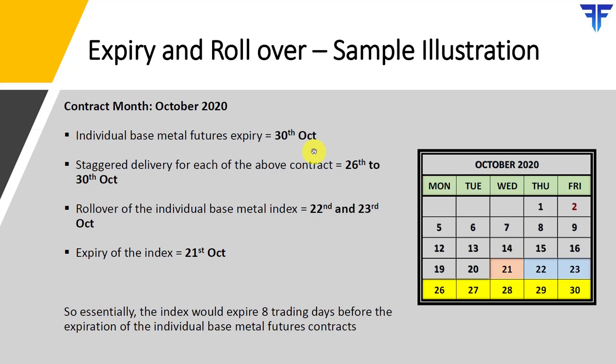The staggered delivery lasts 5 sessions and begins 5 sessions prior to expiry. In other words, the staggered delivery period lasts from 26th October to 30th October. The rollover period lasts 2 sessions and begins 2 sessions prior to the start of the staggered delivery period. In other words, the rollover period lasts from 22nd October to 23rd October. Finally, the base metal index futures contract expires 1 session prior to the start of the rollover period. In other words, the base metal futures index contract expires on the 21st of October.